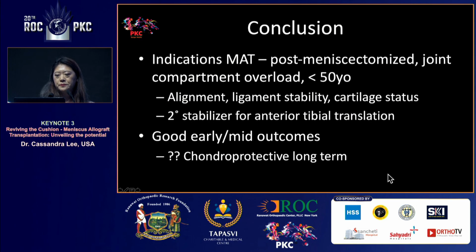So in conclusion, indications for meniscus allograft transplantation are those who are post-meniscectomy, with joint compartment overload, less than 50 years of age. Alignment, mechanical stability, and cartilage status need to be addressed at the time, understanding that the meniscus is really important as a secondary stabilizer. We know that there are good early to midterm outcomes, but we still don't know if it's chondroprotective in the long term, and can we actually preserve the joint in the long term.